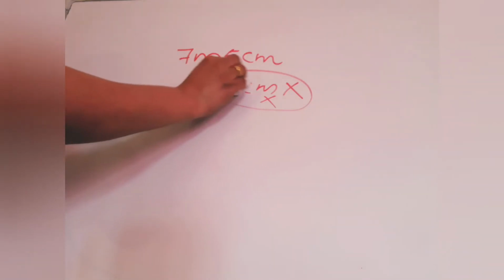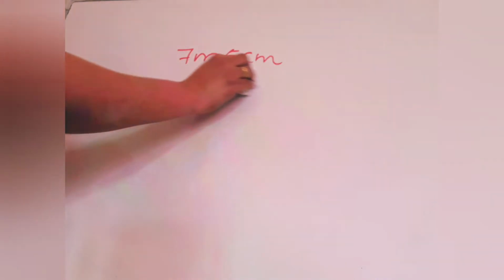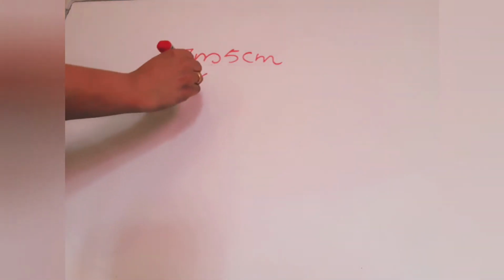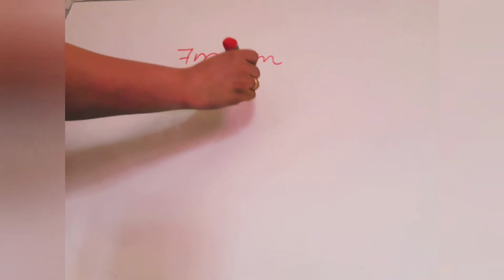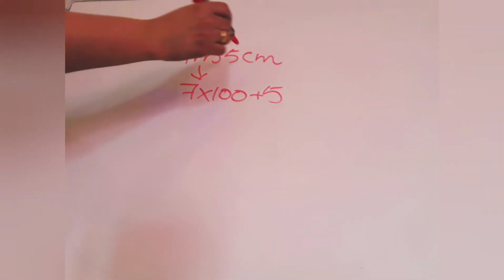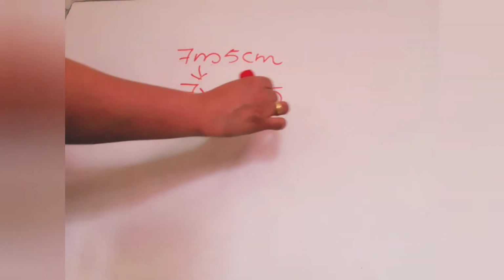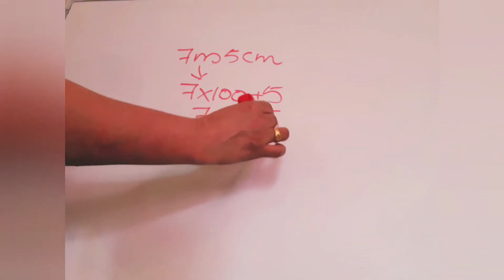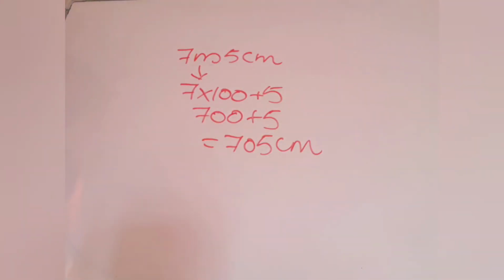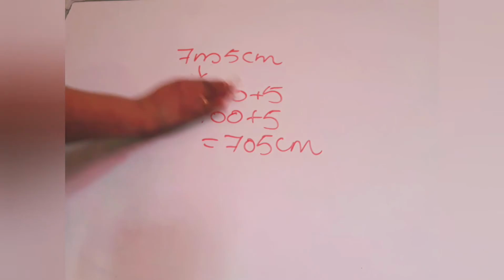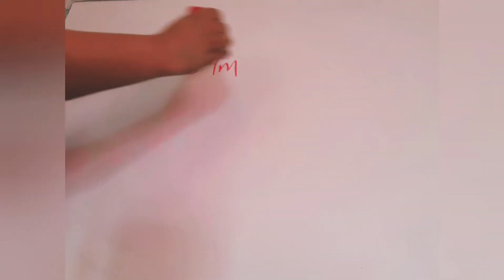To avoid mistakes, you have to write all the steps. So 7 meter we have to convert: 7 into 100 plus 5. This 5 is already in centimeter. 7 into 100 is 700. 700 plus 5, the answer is 705 centimeter. See the difference? Before you had written 75. So the answer is 705 centimeter. Similarly, we will see some other examples too. 2-digit number: 39 meter 30 centimeter.